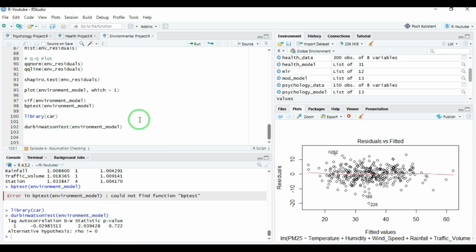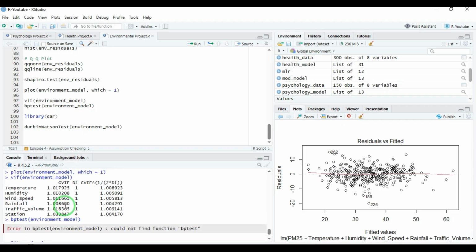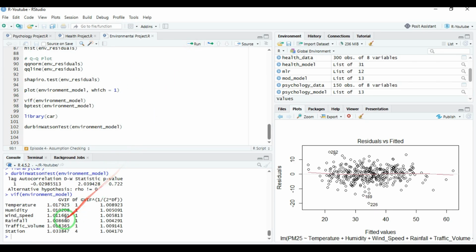The fourth assumption is checking multicollinearity. We already checked this in the EDA process, but let's double check again, this time using VIF values, or variance inflation factor. So run it. And as you can see, all VIF values are close to 1 and far below the commonly used threshold of 5. Therefore, there is no evidence of problematic multicollinearity.